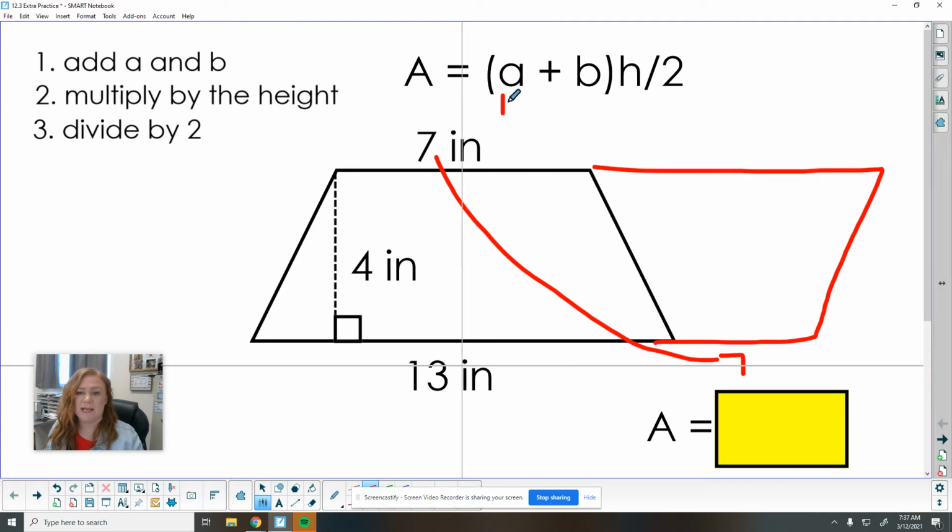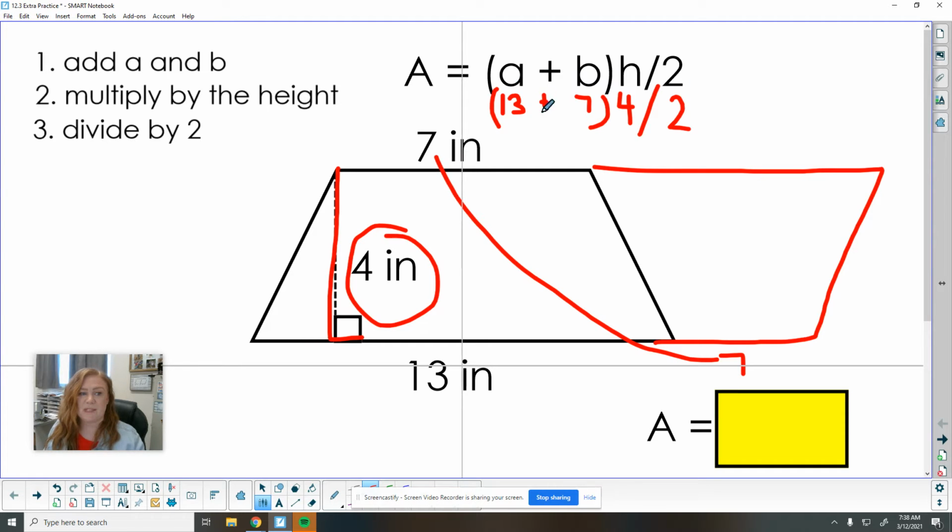So let's plug in what we know. Base A is 13, base B is 7, and it won't matter which one you put as A and B. We can use the commutative property to add those in either order. And then our height, we're going to multiply. So find our right angle, it is 4. So we're multiplying that by 4 and then dividing by 2.